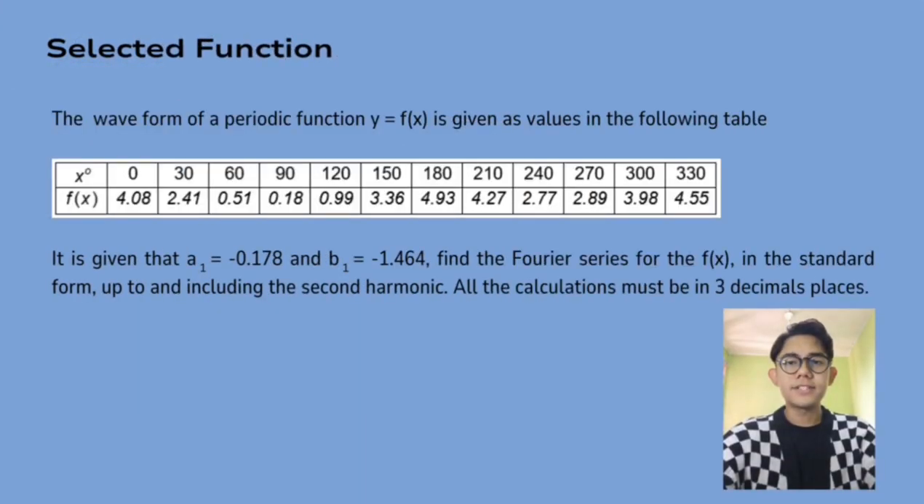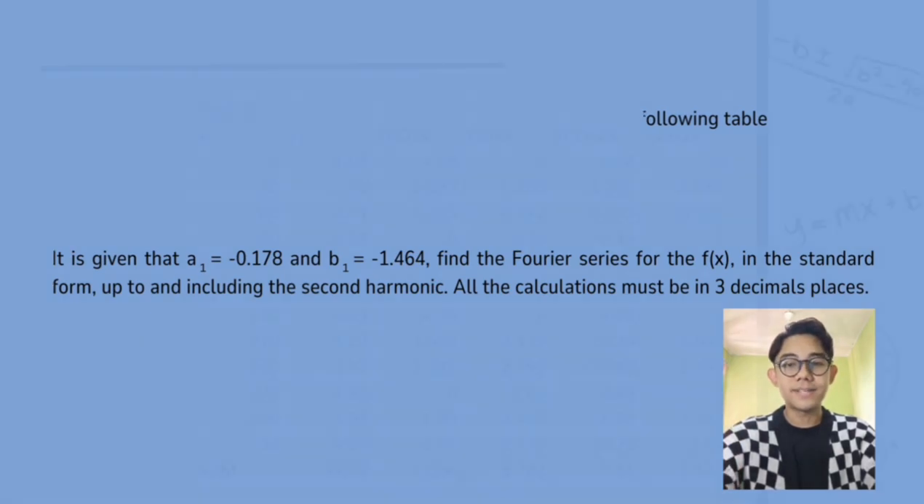This is the selected function for the harmonic analysis. As shown in the data given, the values of x and y, also the a1 and b1 values, we can find the harmonic analysis. Find the Fourier series of the function in the standard form up to and including the second harmonic. All the calculations must be in 3 decimal places.